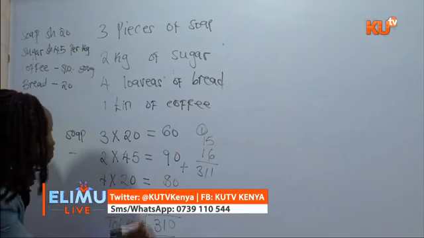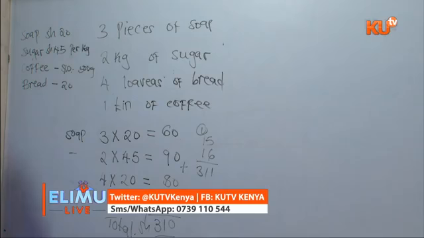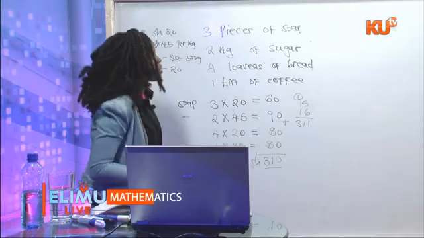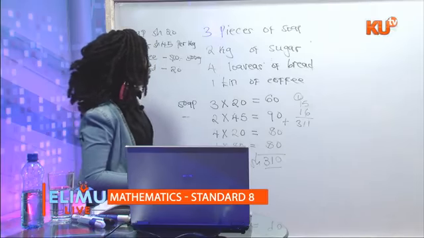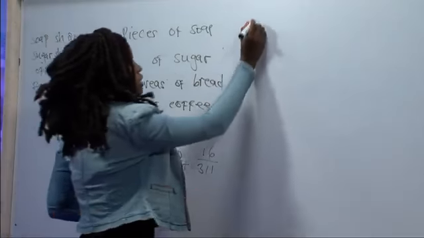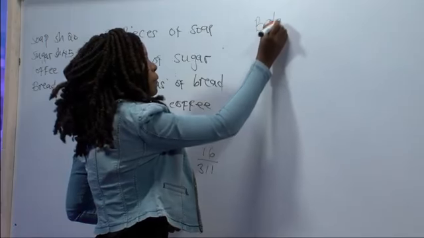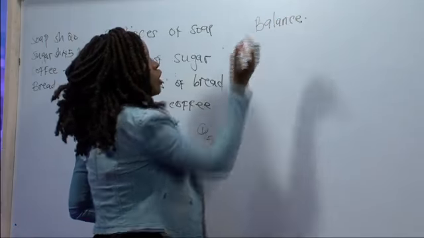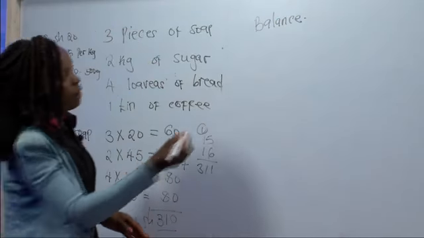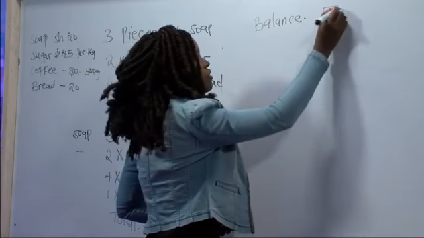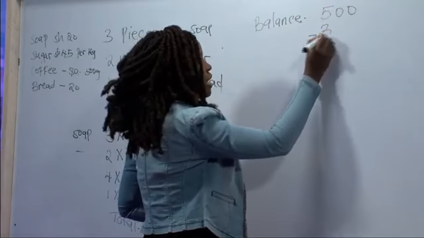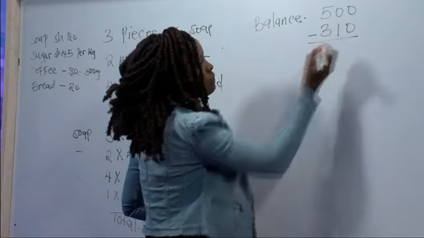So the total cost is 310 shillings. Then the question is, how much did she receive as balance if she paid 500 note to the shopkeeper? So this is the total cost of the items. So we get the balance. To get the balance, we take the amount that she gave, 500, minus 310 shillings.